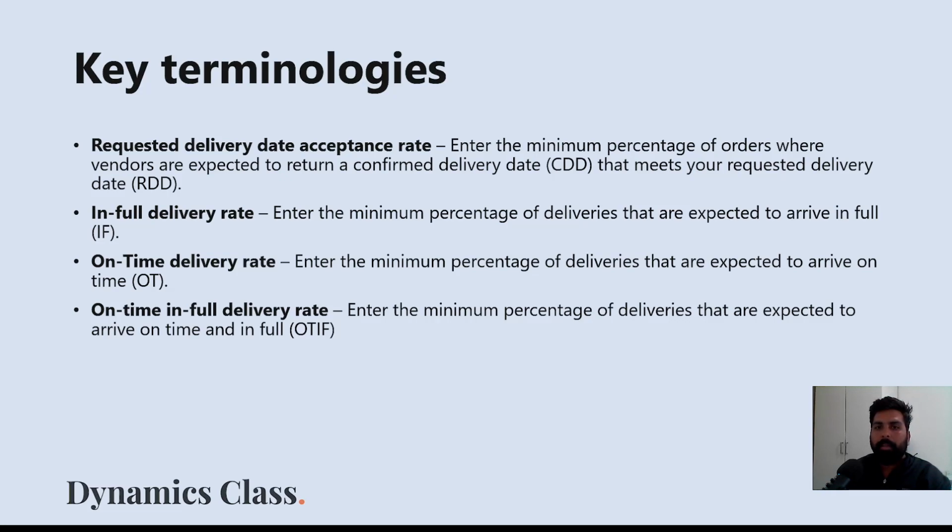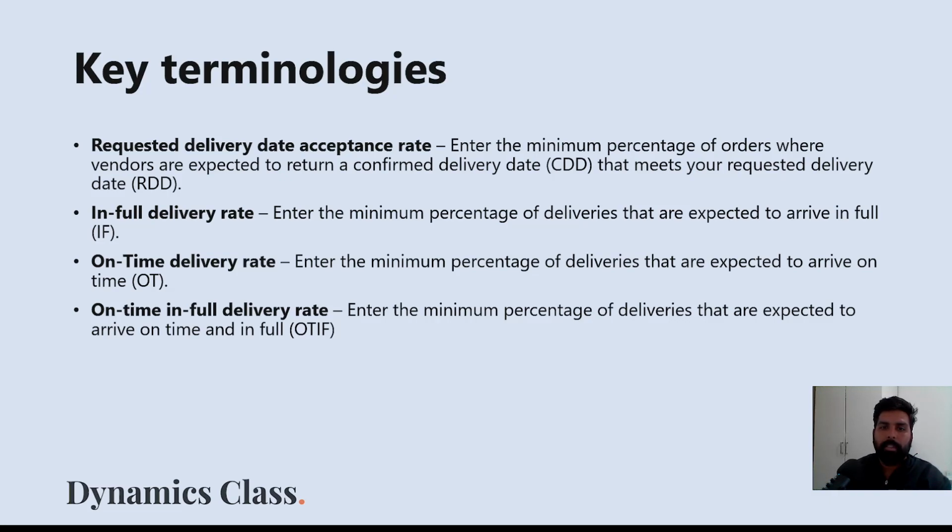Now if they are not providing the confirmed delivery date, or if it is not meeting the criteria, then it will be considered an exception. So let's say we have 100 orders and we expect that the supplier should provide the confirmed delivery date for at least 90% of the orders or 95% of the orders, right?